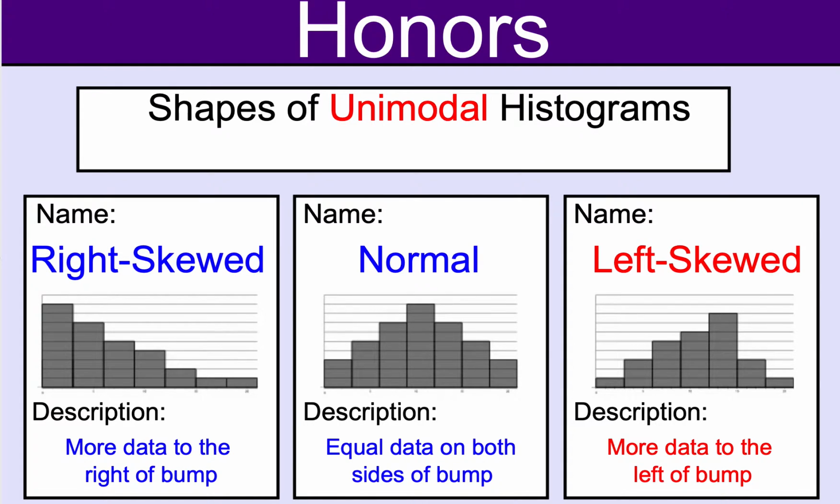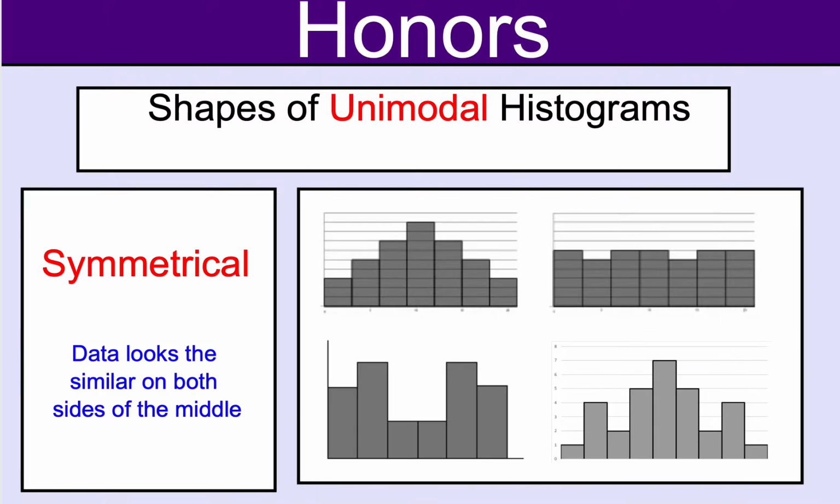And the last one is left skewed. On left skewed, again, here's the unimodal bump, and most of the data is on the left side. This one isn't quite as clear as the right skewed example, but it's pretty good. Then as we look at unimodal, there are also shapes that can be symmetrical.